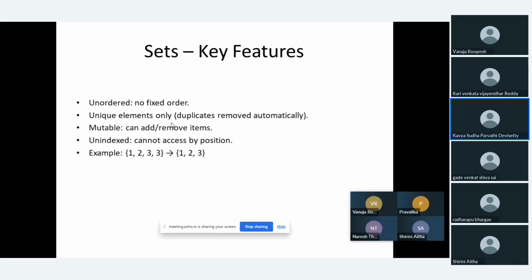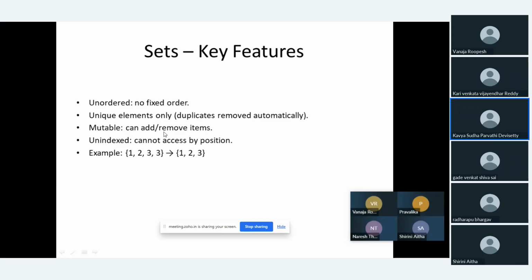Coming to the features of sets, there is no fixed order. If I give a set with repeated values, 1, 1, 1, 2, 2, 2, 3, 3, 3, it gives only the unique values. If I ask for the final output, it prints only the unique values, no repeated values. You can see here I've given 1, 2, 3, 3, where 3 is repeated twice, but in the output I'll get 1, 2, 3, as the duplicate values are removed.